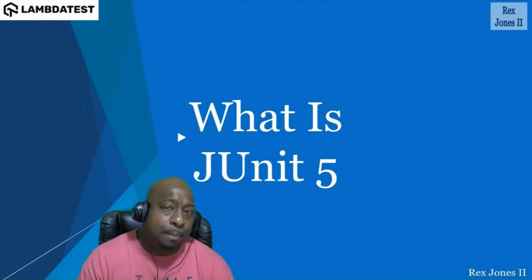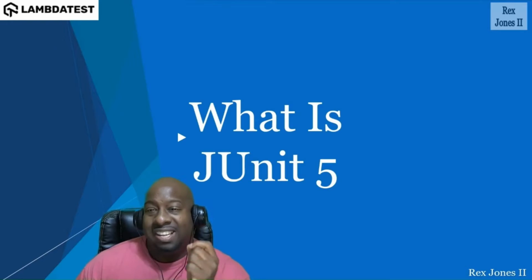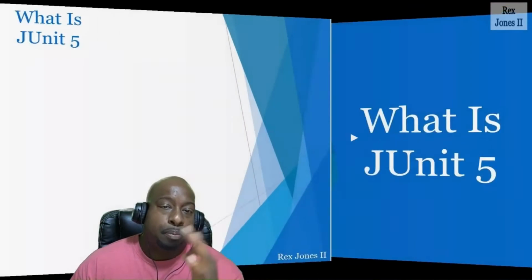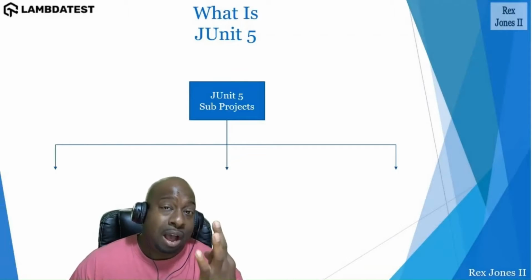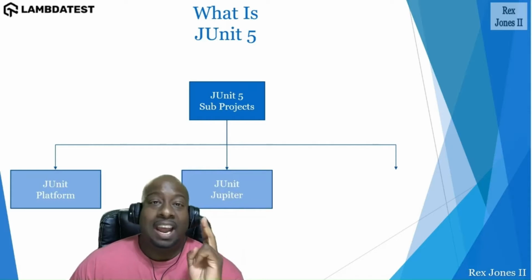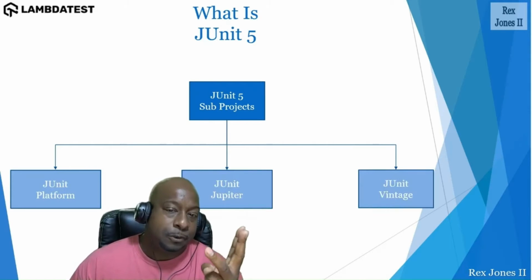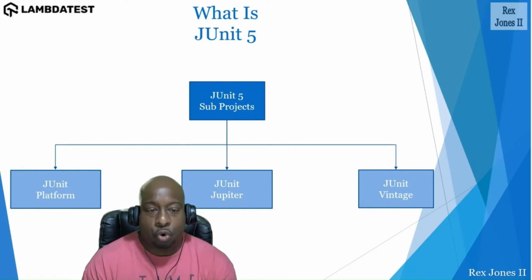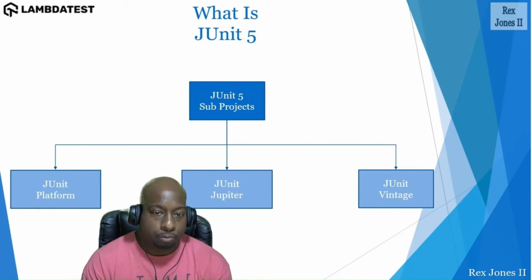JUnit 5 is a test framework for Java that consists of different components from 3 sub-projects. Those 3 projects are JUnit Platform, JUnit Jupiter, and JUnit Vintage. The JUnit Platform provides a foundation for the testing framework.